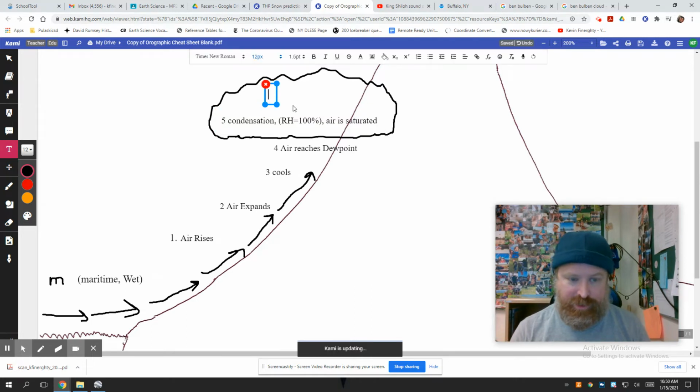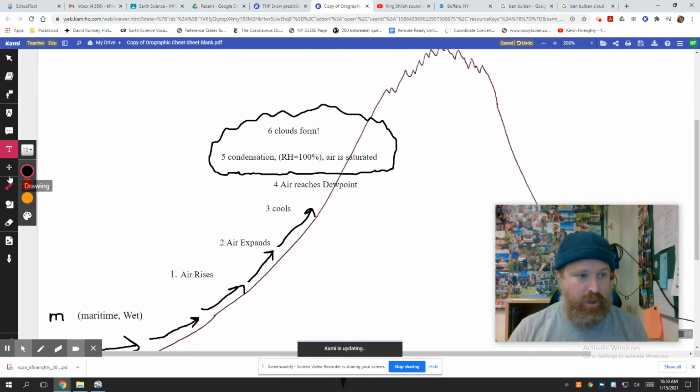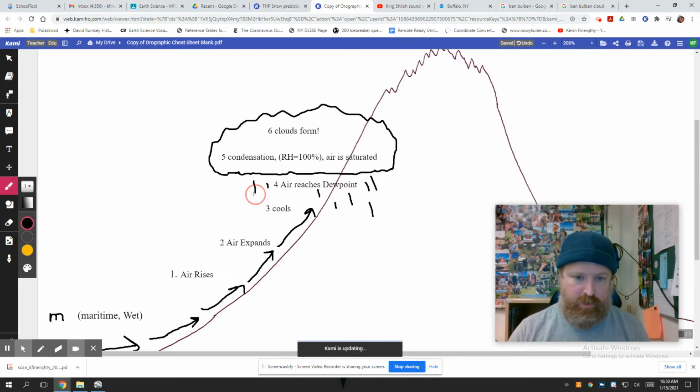So as a result of all this, I guess I can number it 6, but really 4, 5, and 6 are kind of simultaneously happening. Clouds form. Okay. And you'll tend to get, as they continue to go up and up and up, you'll get rain. This is what rain looks like in a cami dock.